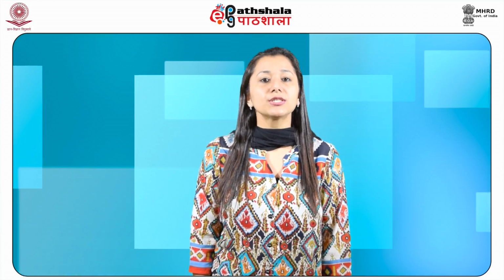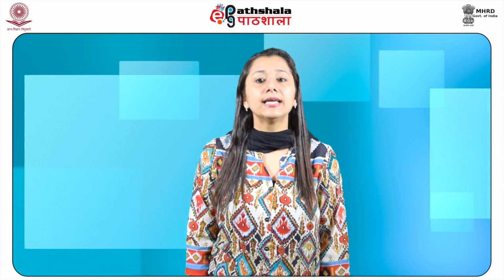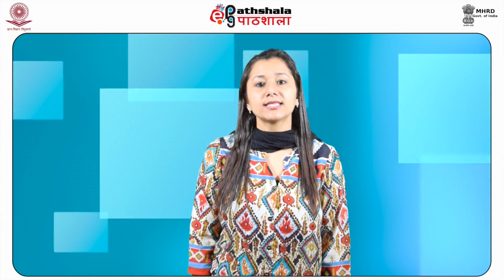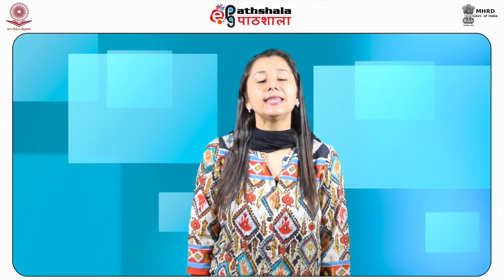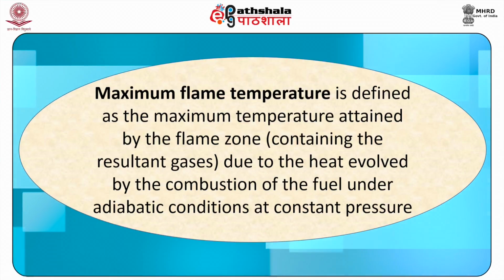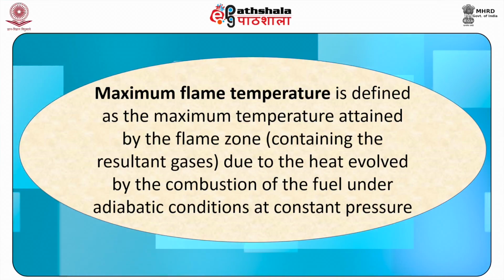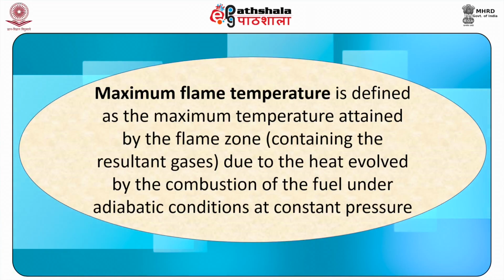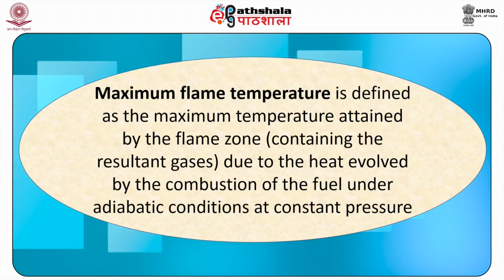The combustion of a gaseous fuel in air occurs so rapidly that the heat produced during combustion does not get enough time to dissipate into the surroundings. Thus, the combustion process is found to be equivalent to an adiabatic process. Then the entire amount of heat produced is used up to heat the gases which are produced during combustion. Maximum flame temperature is defined as the maximum temperature attained by the flame zone that contains the resultant gases due to the heat evolved by the combustion of the fuel under adiabatic conditions at constant pressure.